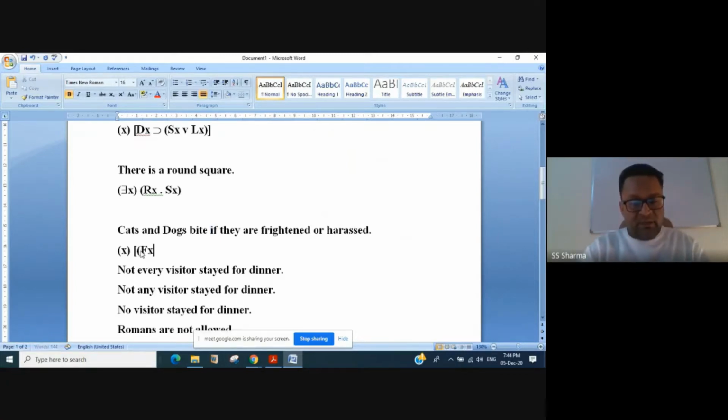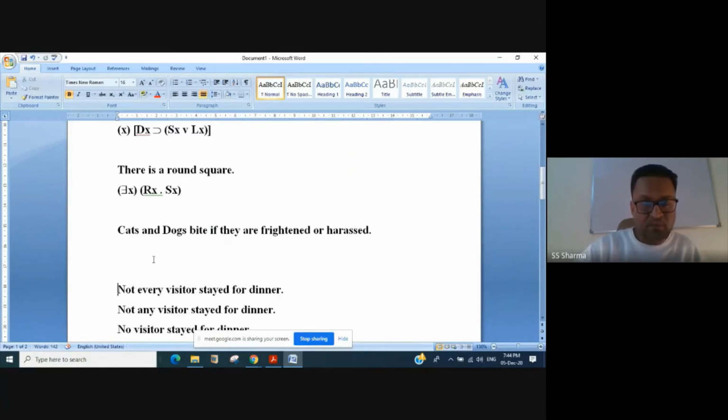If something is frightened or something is harassed, then it will be either... no, cats and dogs bite if they are frightened or harassed. Okay. So the next question is: cats and dogs bite if they are frightened or harassed. So how will we symbolize it?